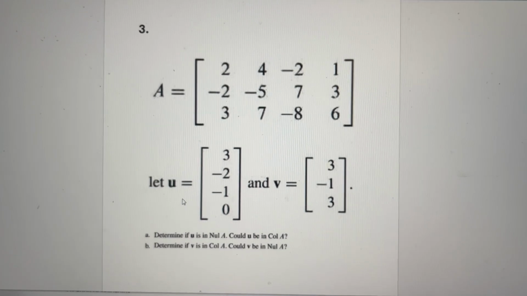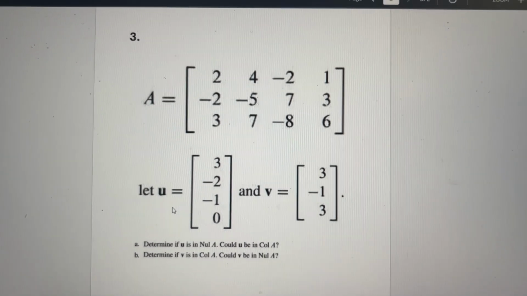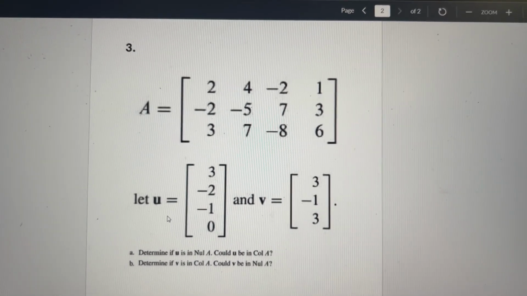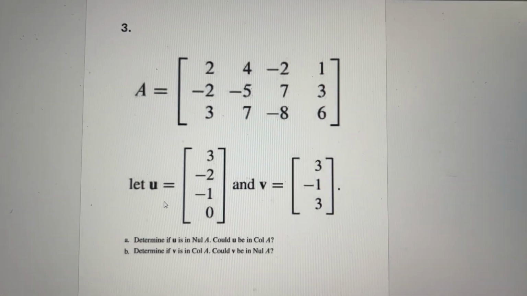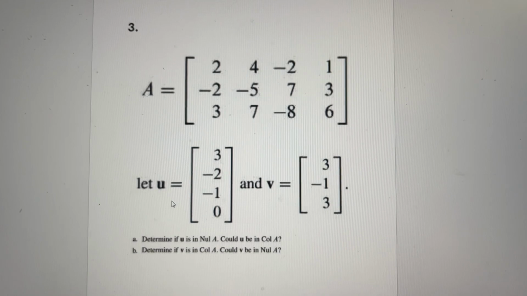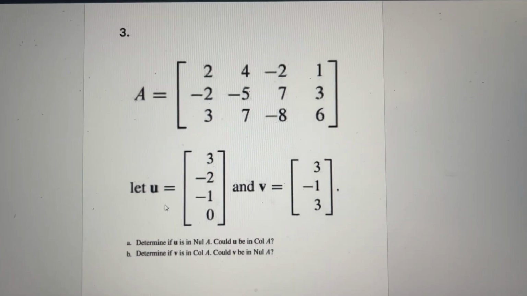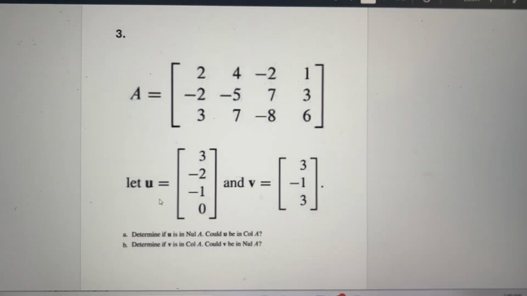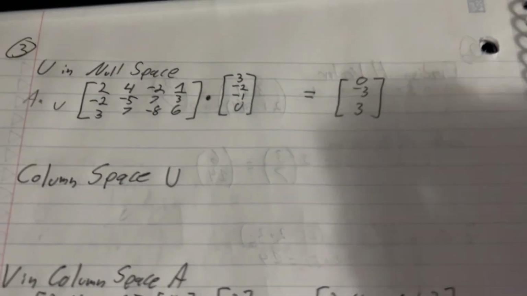Our final question is number 3. Here we are given the matrices shown: A, U, and V. Our first question is to determine if U is in Nul A, and could U be in Col A? So first we're going to see if U is in the null space of A. We have this written down here.